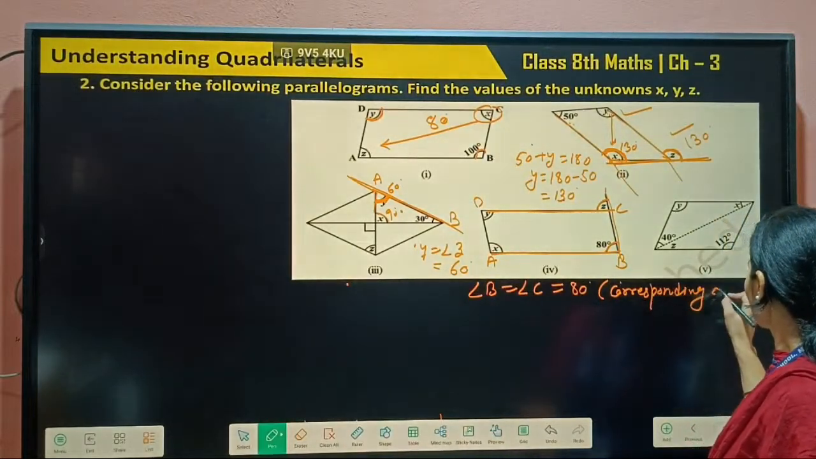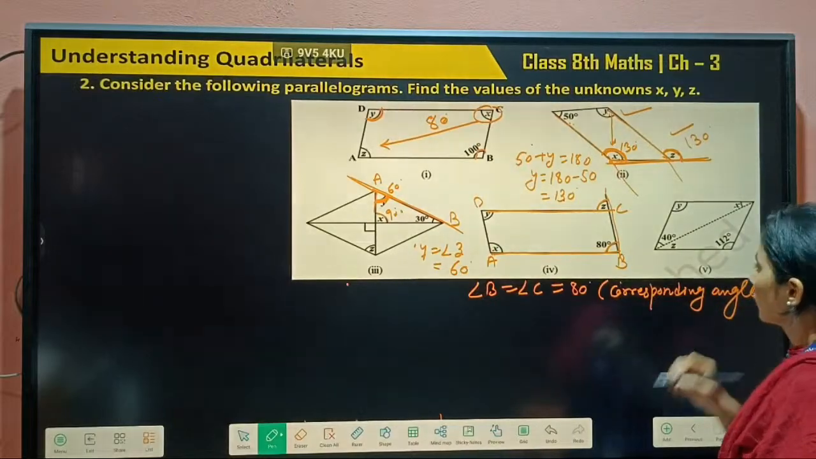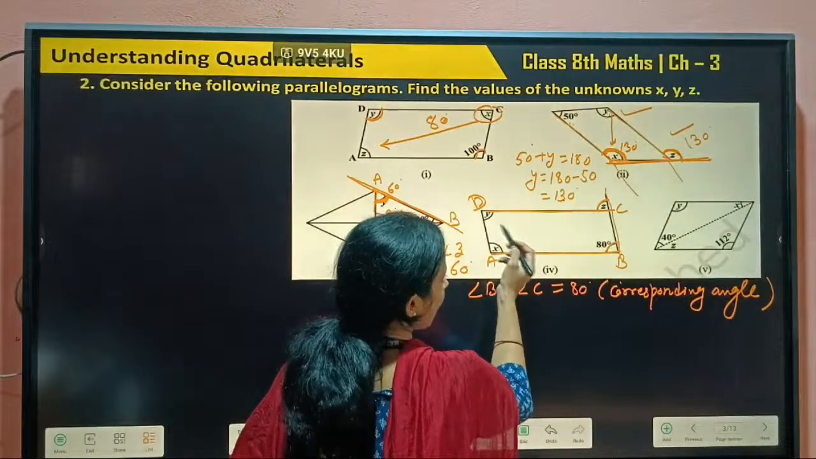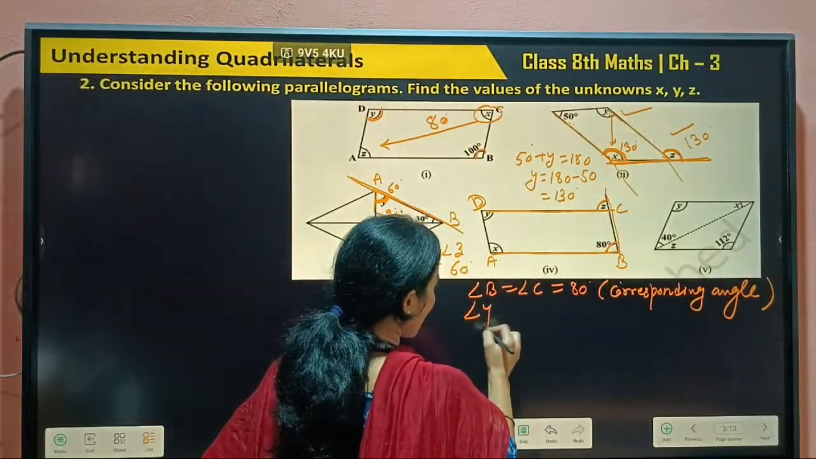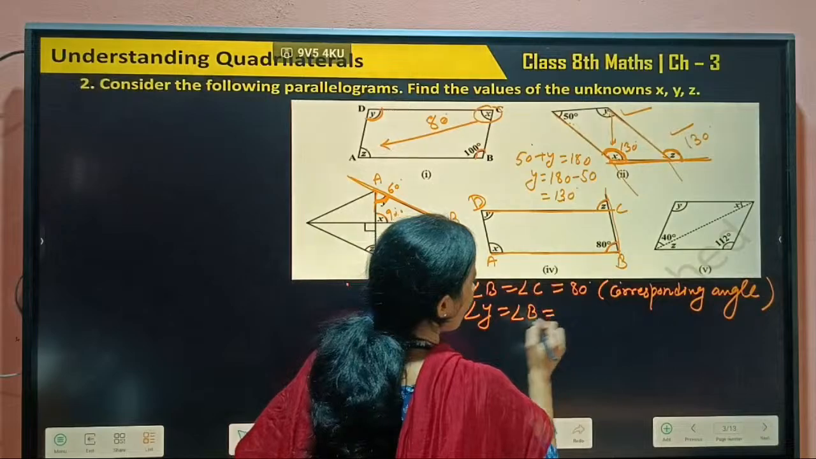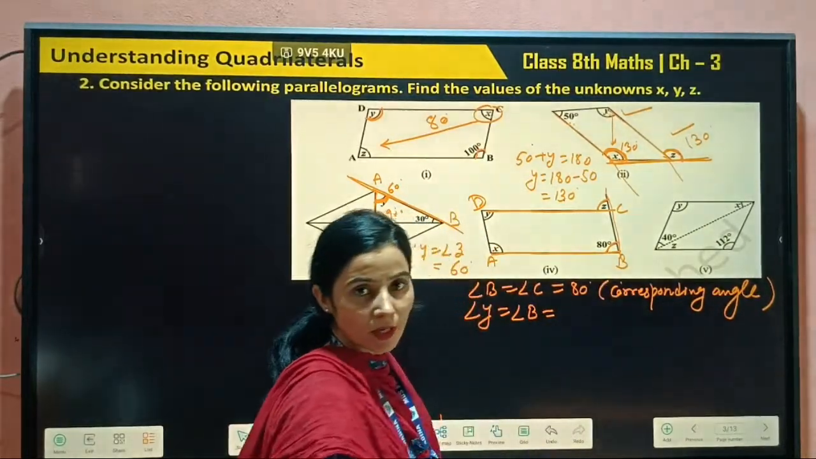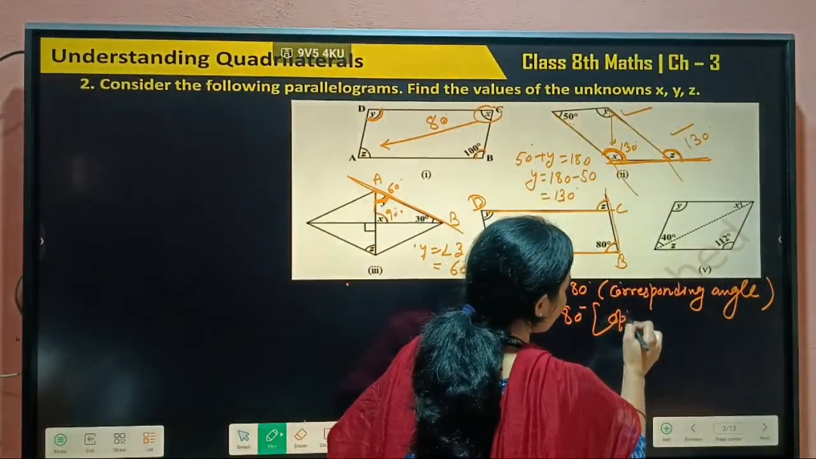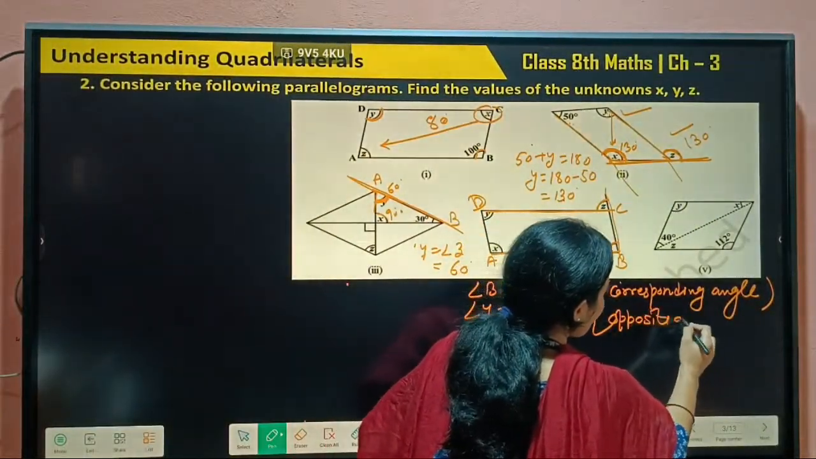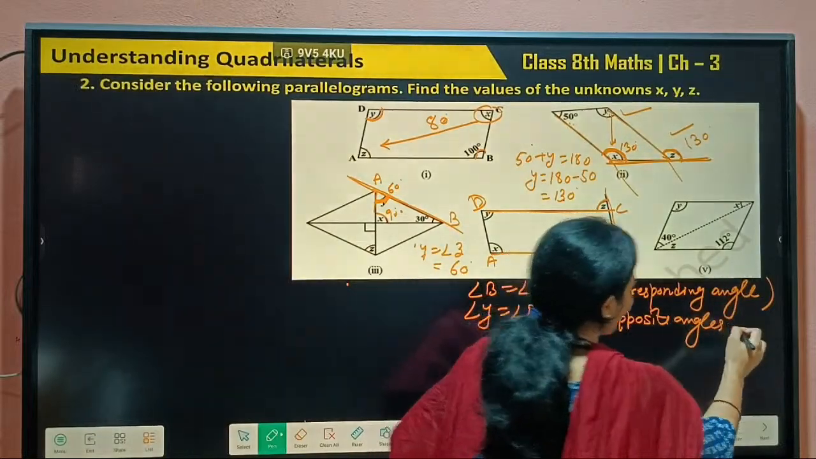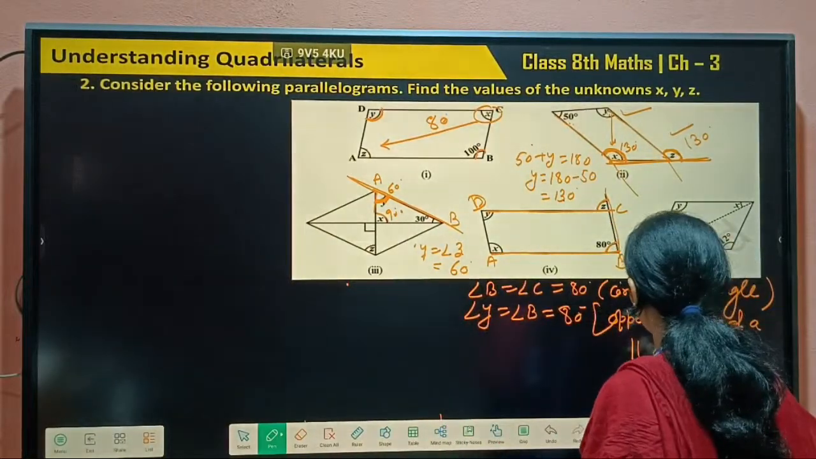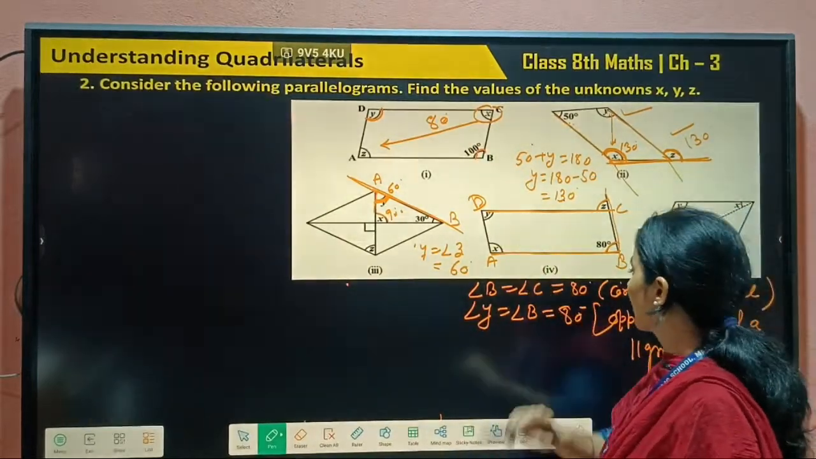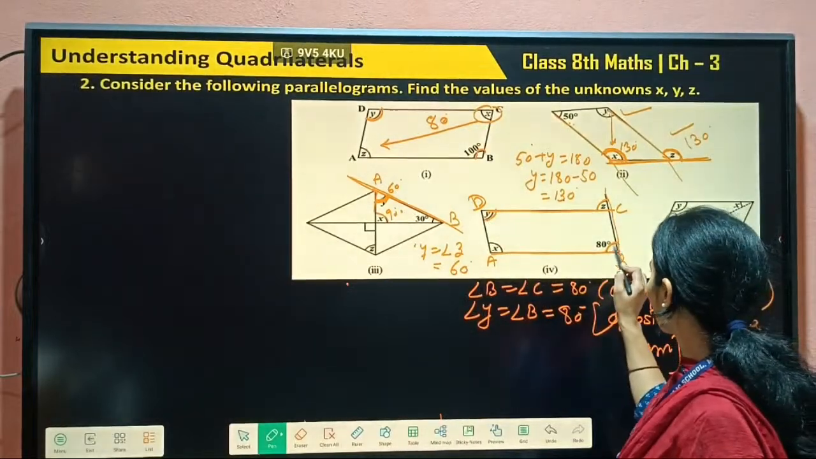Corresponding angles. Now see, angle Y equals angle B, and the reason is: B is 80 degrees, so Y will be 80 degrees. Its reason is opposite angles of a parallelogram are equal. Angle B equals angle Y, since Y is opposite of angle B.